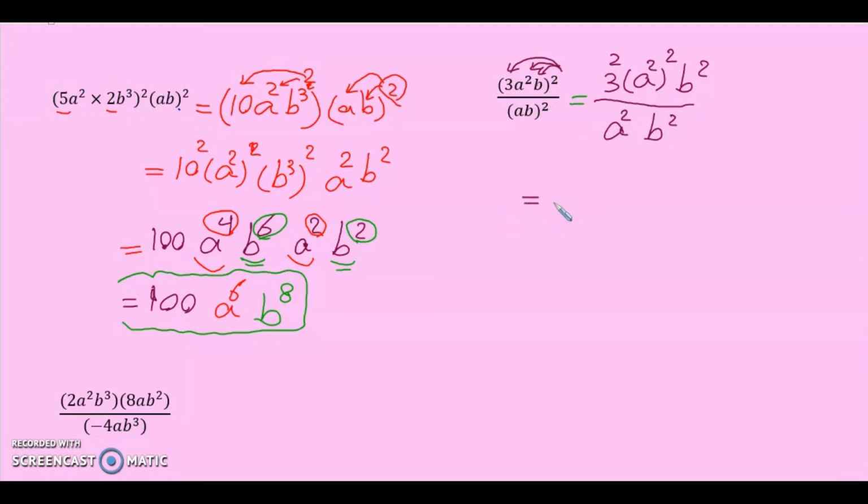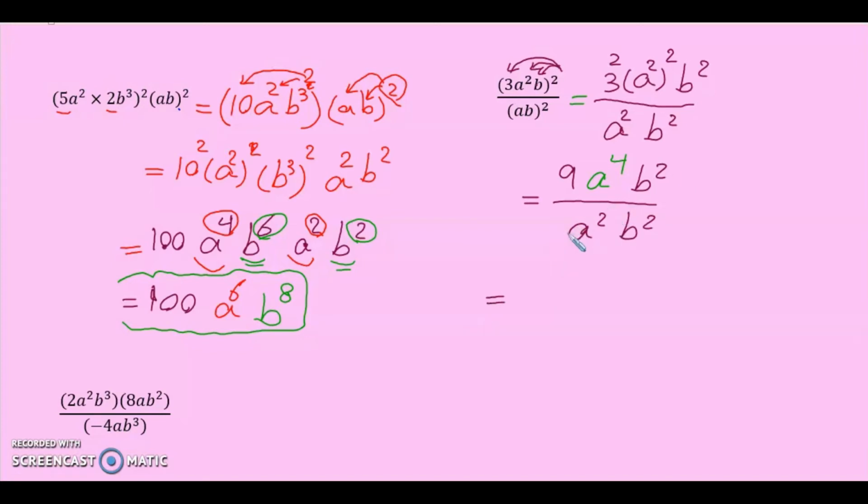So step by step. 3 to the 2 would be 9. How about that one? Again, power of the power. You have to multiply these two exponents. 2 times 2 would be 4. So therefore, it would be a to the 4. How about b? b is alone. Just write down b squared. And at the bottom, I have just a squared and b squared. Just carry it, because if you do step by step, you won't make mistakes.